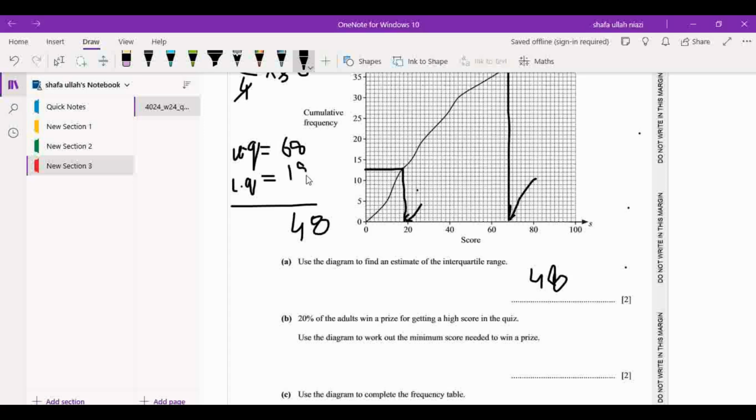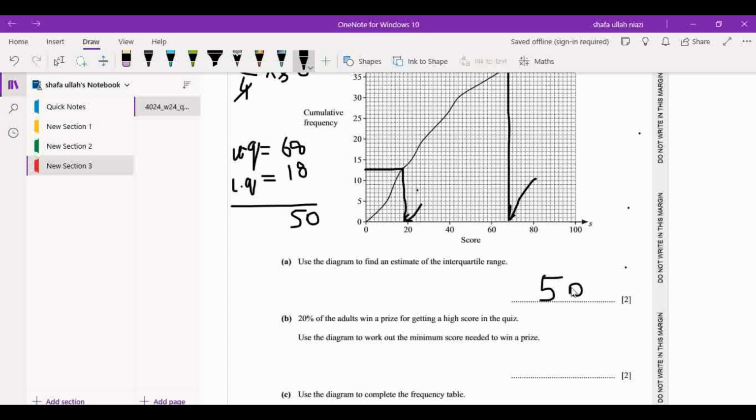So when you subtract 18 from 68, it comes out to be 50. So interquartile range is 50. If you get 49 or 51, it is correct to be considered, plus or minus 5. So that's it, it should be equal to 50.